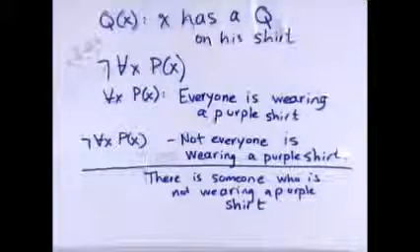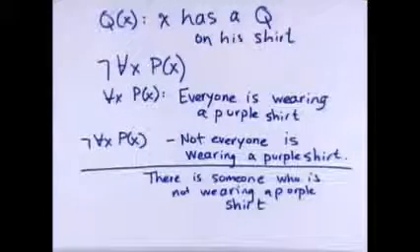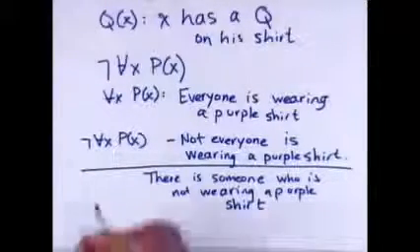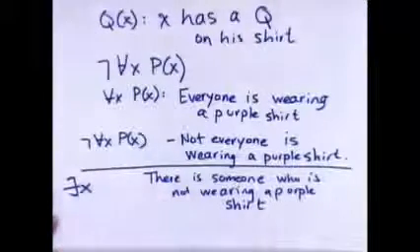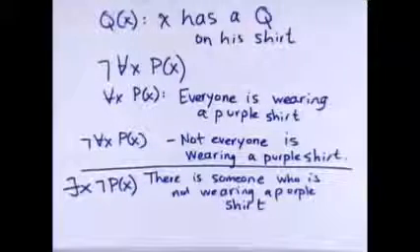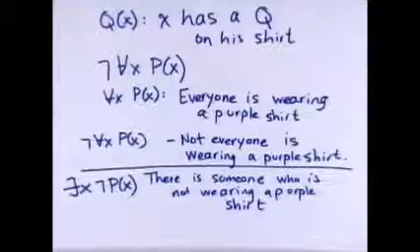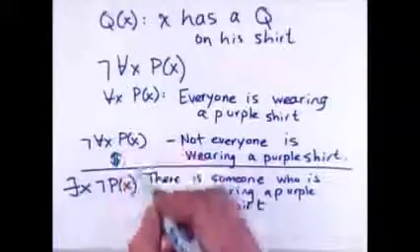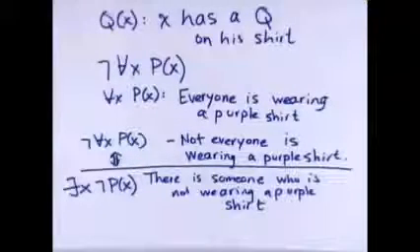So how do I write that in predicate calculus if I want to convert it back? I now have a there is instead of a for all, so that's a there exists statement. So there's a person who is not wearing a purple shirt. How do I say X is not wearing a purple shirt? Not P of X. Not the quantity P of X. So I put not P of X. And these two things are logically equivalent. So we've just figured out for ourselves what DeMorgans is for quantifiers.